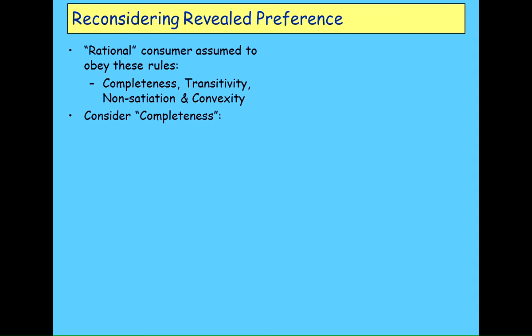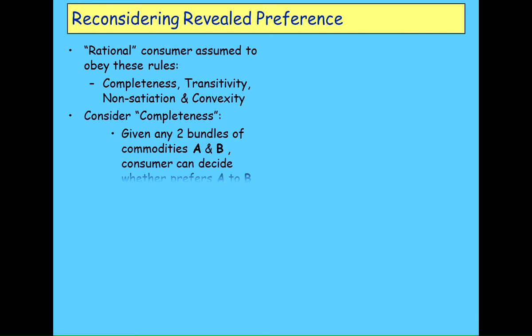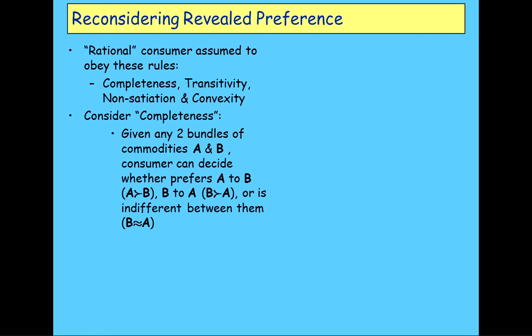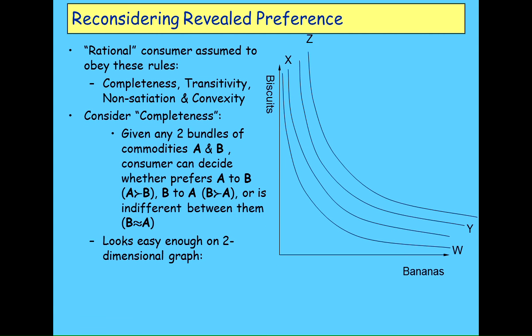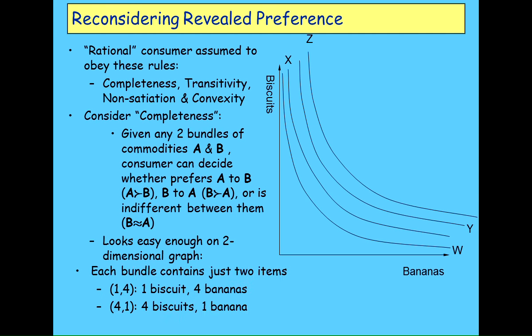How about completeness? That's the one you all started with, and that says that given any two bundles, like two shopping trolleys, you can tell which one you prefer, and you all thought that was okay. And it does sound okay when you see it the way the economists present it, with biscuits on the vertical axis and bananas on the horizontal. Two things to look at, two commodities to consider. You might have 4 biscuits in one, 4 bananas in the other. There may be about 100 combinations.